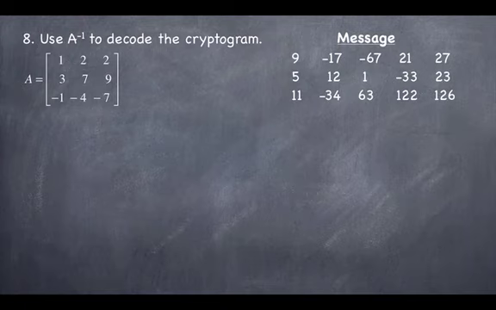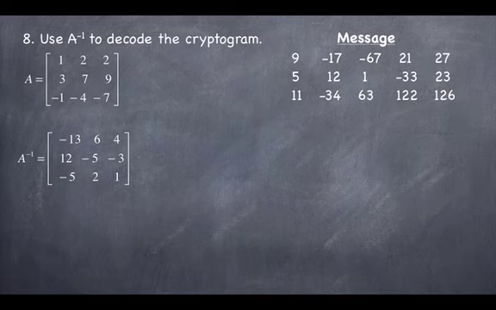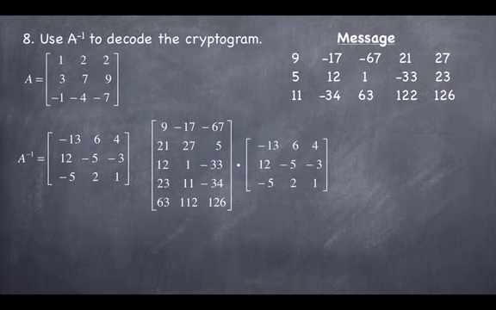This is number 8. Very similar to number 7. So you give an A, and this is the message that is encoded. So the first thing you want to do is find the inverse. Once you do that, you want to break up this message and write it the following way.